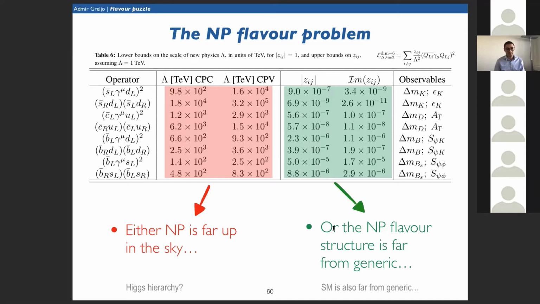Of course, this could be just a prejudice. So the new physics flavor problem is about that. If we believe that there is new physics at the TeV scale, why haven't we seen anything, and why does it have such a peculiar structure?